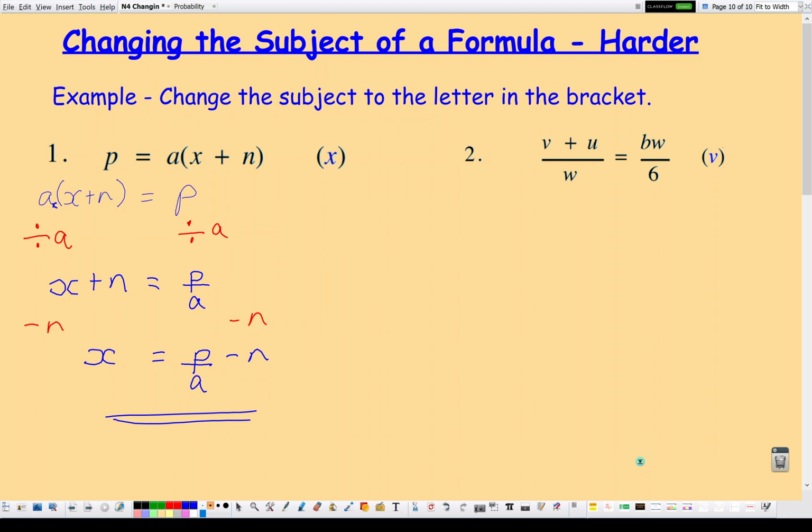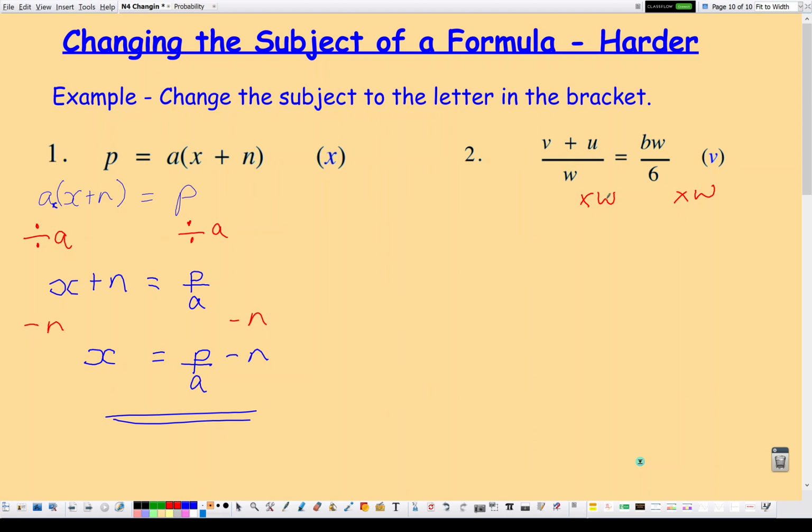Let's have a think of what we want to do here. We want to get v on its own. We know from our equation work, anytime we've got a fraction involved, we want to try and get rid of that straight away. The fraction that we're trying to get rid of is the one that is attached to our subject. So we want to get rid of this divide by w, which we can do by multiplying both sides by w.